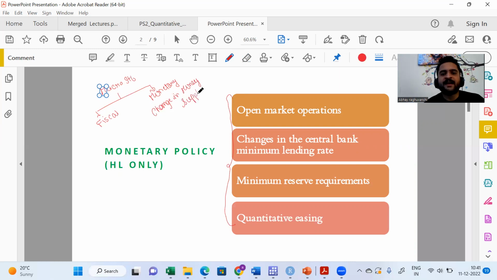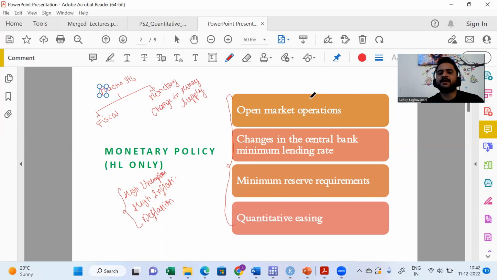The basic question that comes to our mind is, why does the central bank change the money supply in the economy? See, the economy can go through various cycles. It can have high unemployment, it can face a problem of high inflation, and it can also face a problem of, let's say, deflation. So these are the macroeconomic problems which an economy can face. What the central bank can do through the instruments at its disposal is what we are going to understand.